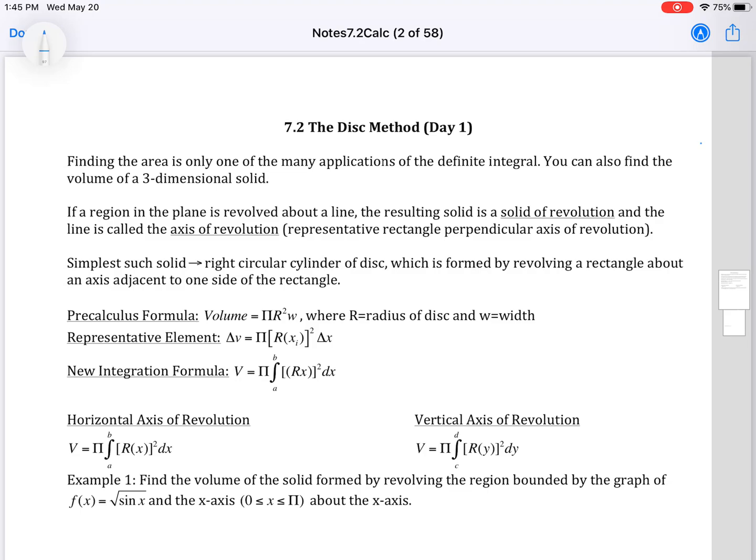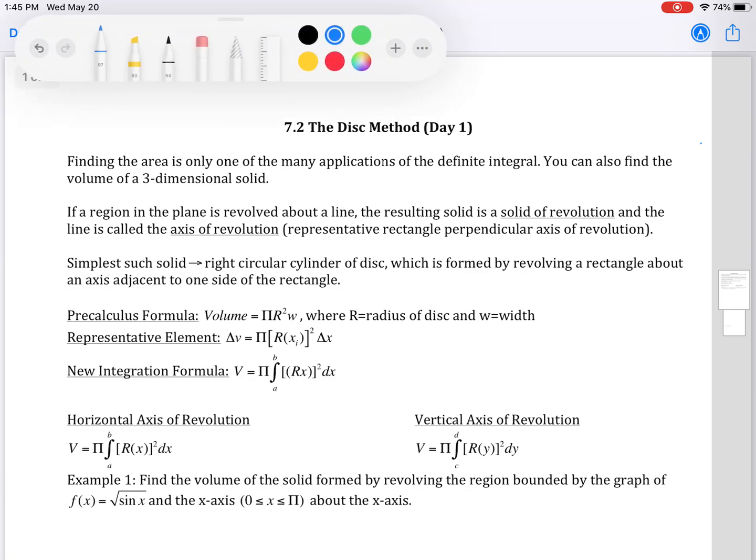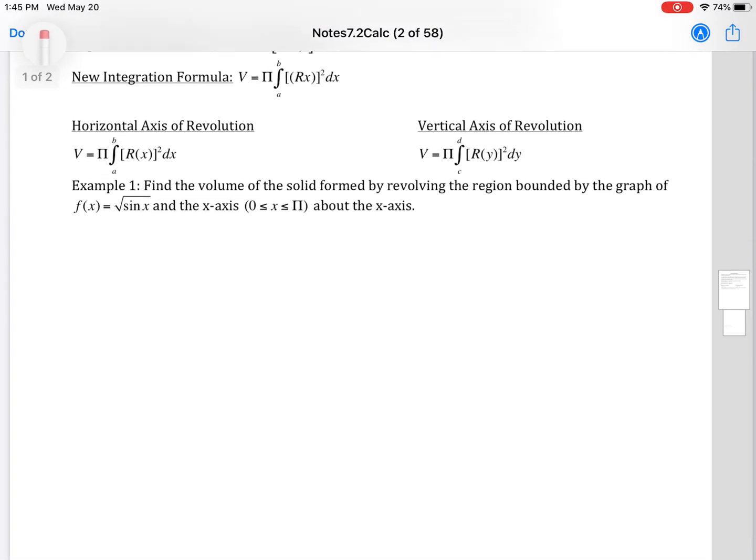We're also going to find the dimensions of a three-dimensional solid, so we have to actually rotate it. If a region in the plane is revolved around a line, the resulting shape is called the solid of revolution, and the line is called the axis of revolution. Again, we're going to be taking the same type of shaded region that we got for area, but now we're going to be rotating it around a particular line.